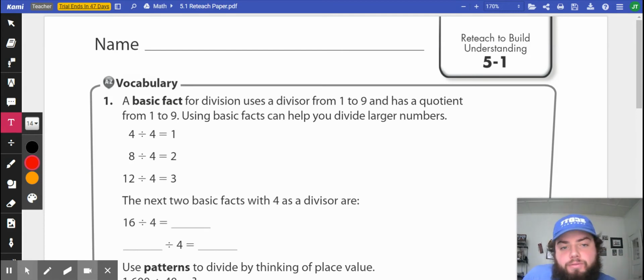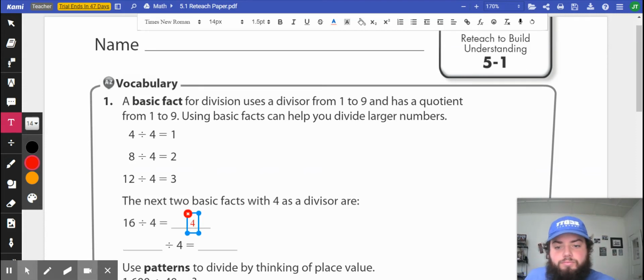8 divided by 4 equals 2. That's another basic fact we should know. 12 divided by 4 equals 3. Now, what I want you to do is answer the question, what is 16 divided by 4? 16 divided by 4 is 4. Right? Now, if you can see our pattern here, what would our next basic fact be using 4 as our divisor?